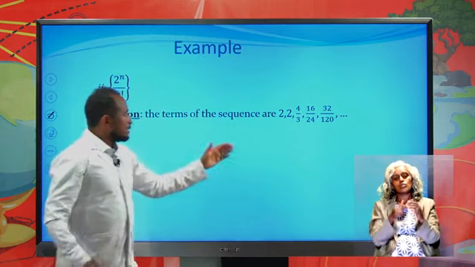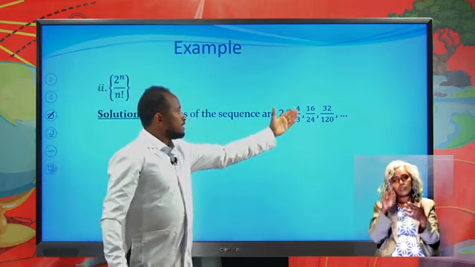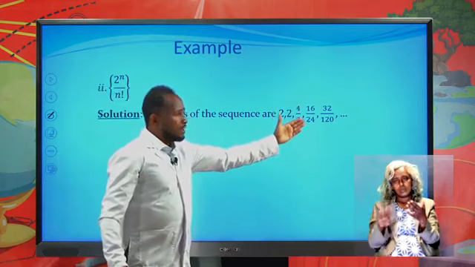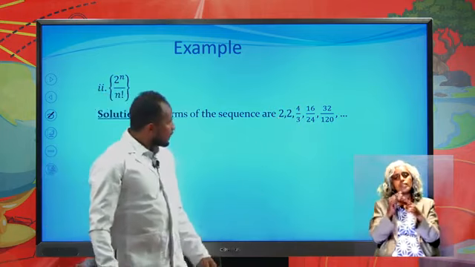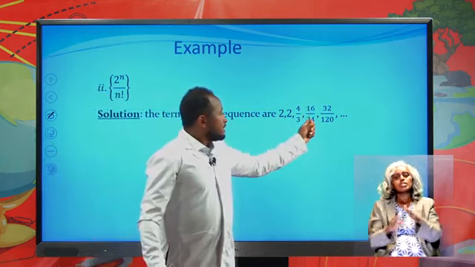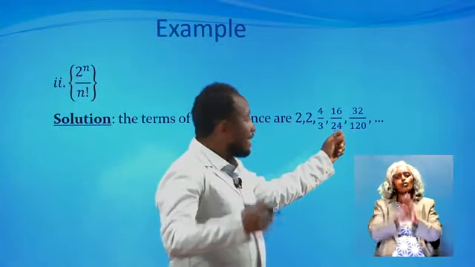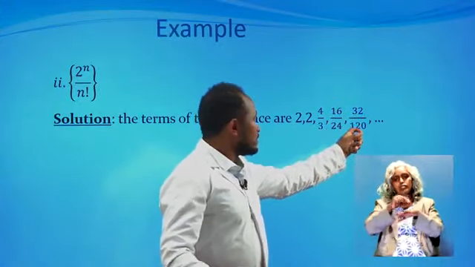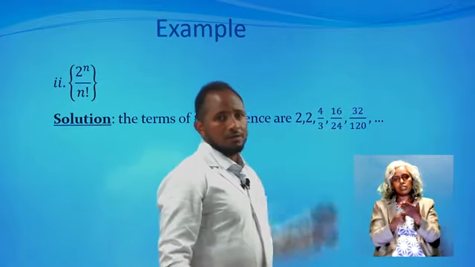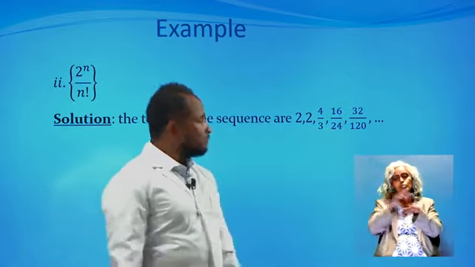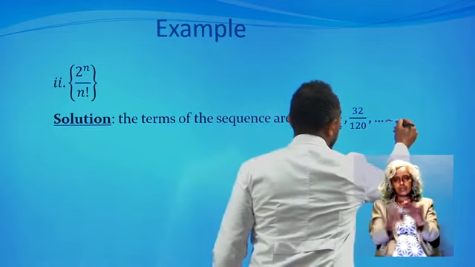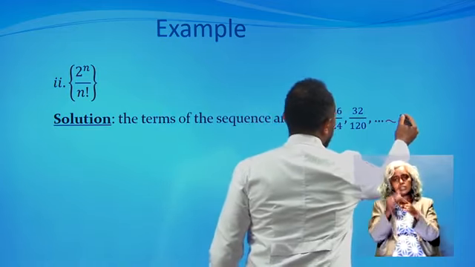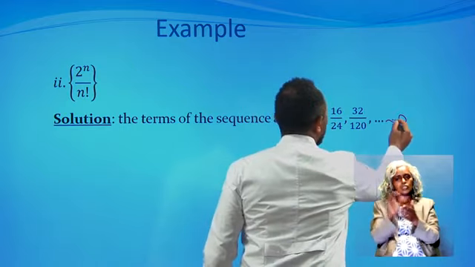It goes on like this. The next terms are 8 over 6, 16 over 24, 32 over 120, and it goes on like this. When you see the terms, the denominator is growing faster than the numerator. So if you proceed to infinity, this term goes to 0.